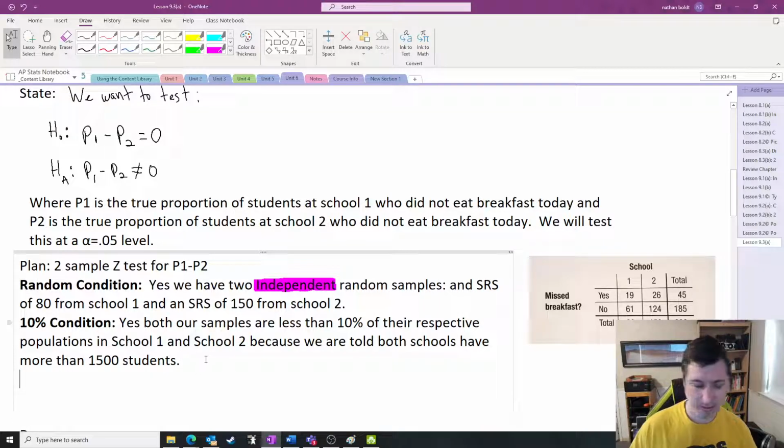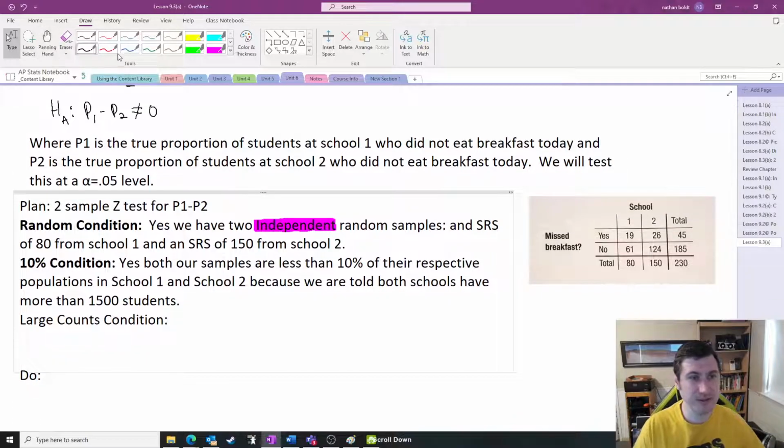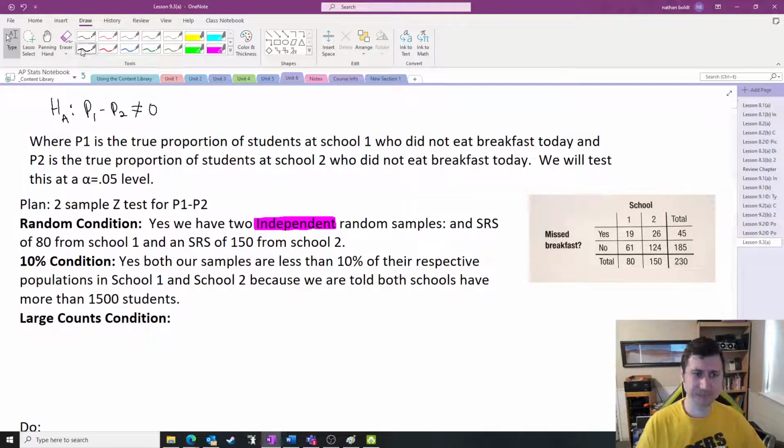And last but not least, the large counts condition. This one is a little bit different. There's a little bit more to the calculation here. We're still doing an n times p and n times q, but it's the proportion that we use in that calculation that's a little bit different. So what we do is we find the combined p hat.